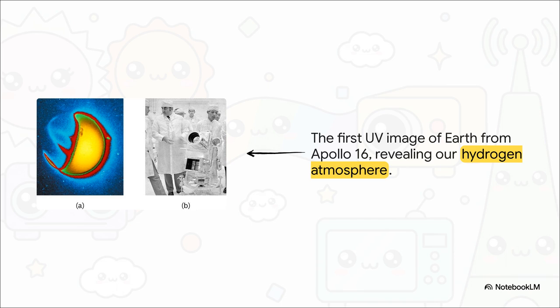It shows us things that are completely invisible to our eyes, this huge halo of our hydrogen atmosphere and the glowing dance of the auroras at the poles. It's a picture of our world, seen through a different part of the invisible spectrum.